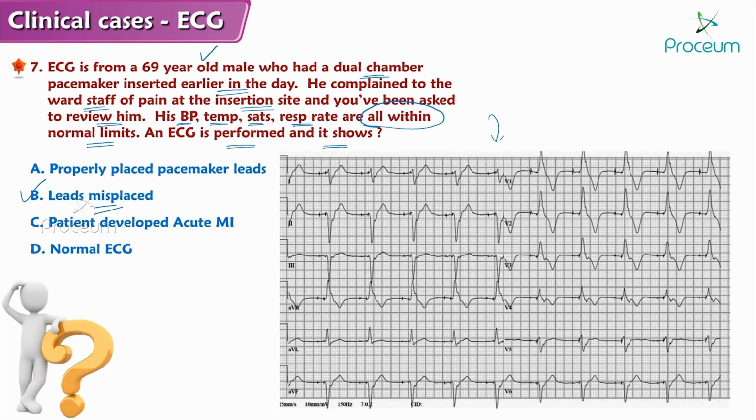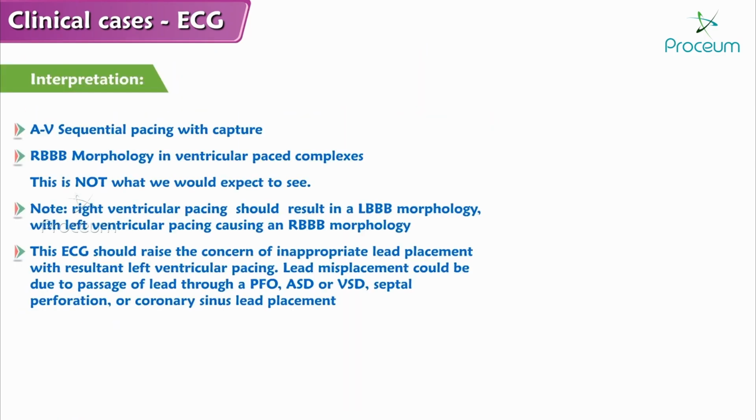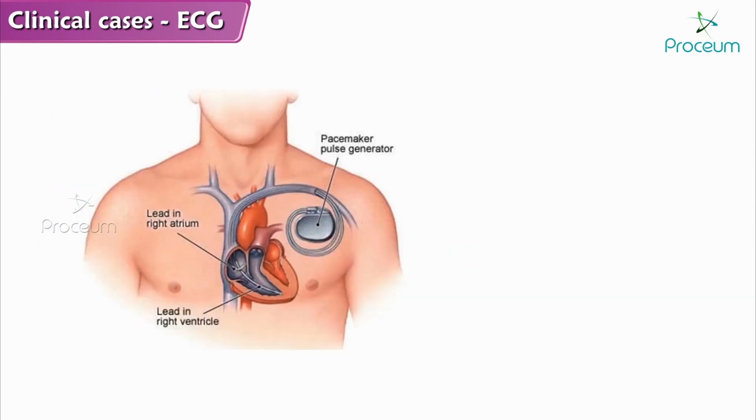So how can you tell that the leads are misplaced in this patient? The patient had a dual chamber pacemaker and a complaint of pain at the insertion site, and a repeat ECG was done and it shows the following. Now this is an ECG of misplaced leads. So how to make out that it is the ECG of misplaced leads? First of all, I will tell you how the normal ECG with a pacemaker will be. Whenever you are placing a pacemaker, where will you place the leads?